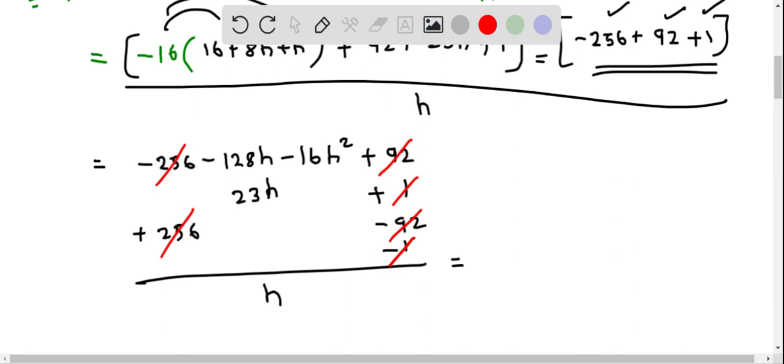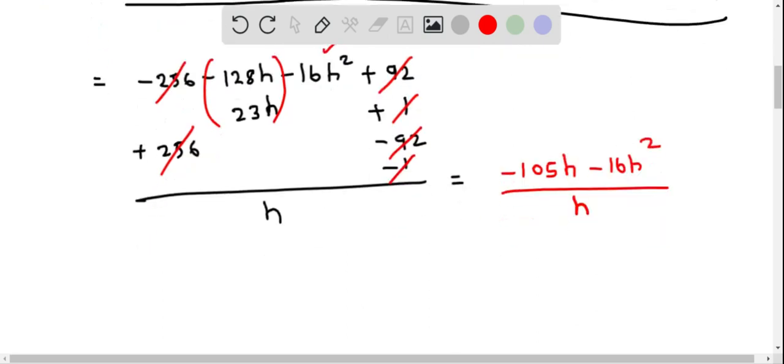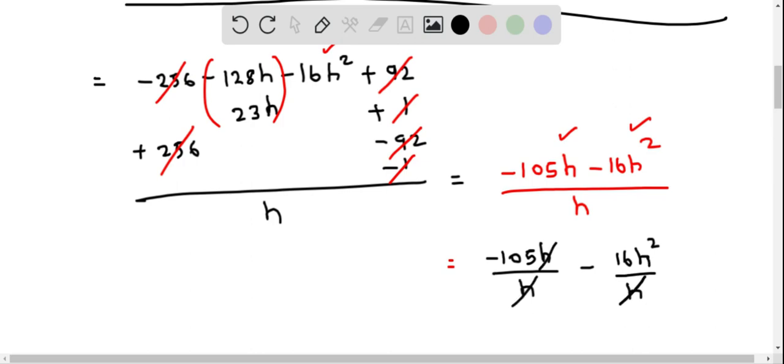And so finally we have the expression. We have to simplify these like terms, that is negative 128 plus 23. So this equals negative 105h. And we finally have negative 16h squared over h. So basically we have to divide the numerator terms, that is this term as well as this term, by h. So this is negative 105h over h, and then negative 16h squared over h. We can cancel this h, and this h squared gets cancelled with h once. So finally we get the expression as negative 105 minus 16h.